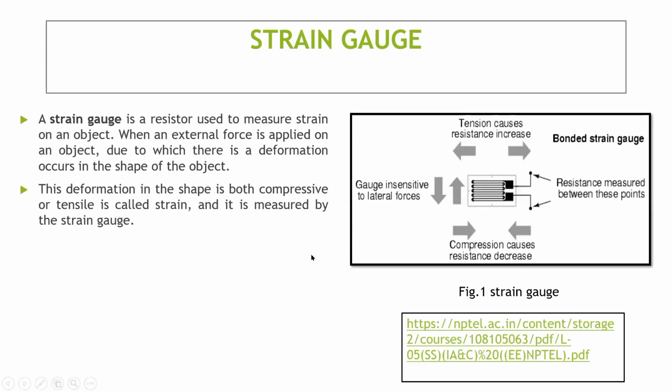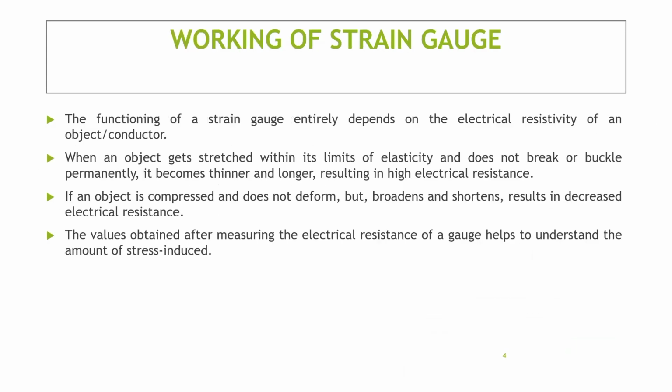You can see that under tension the resistance increases and under compression the resistance decreases. It is basically a resistor, a metal strip used to measure strain. Whenever an external force is applied, deformation occurs, whether compressive or tensile, and it can be measured by the strain gauge.